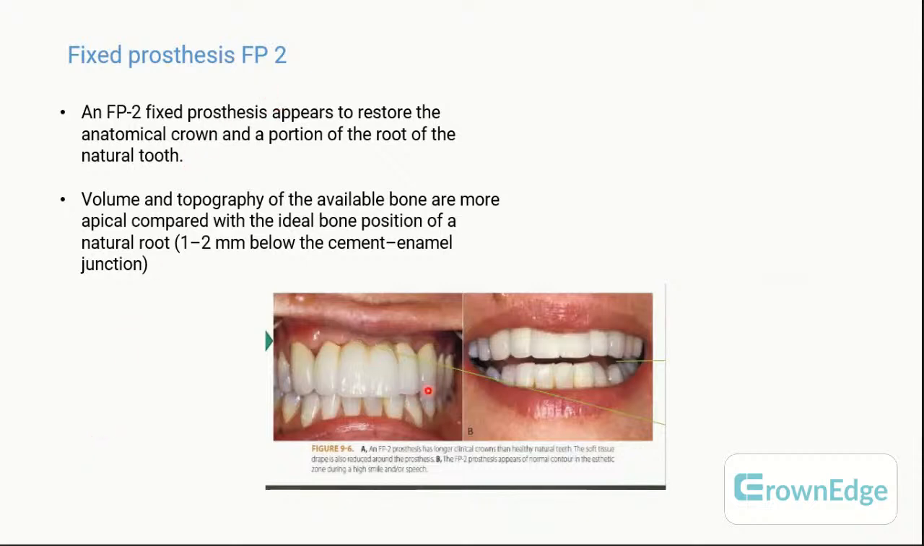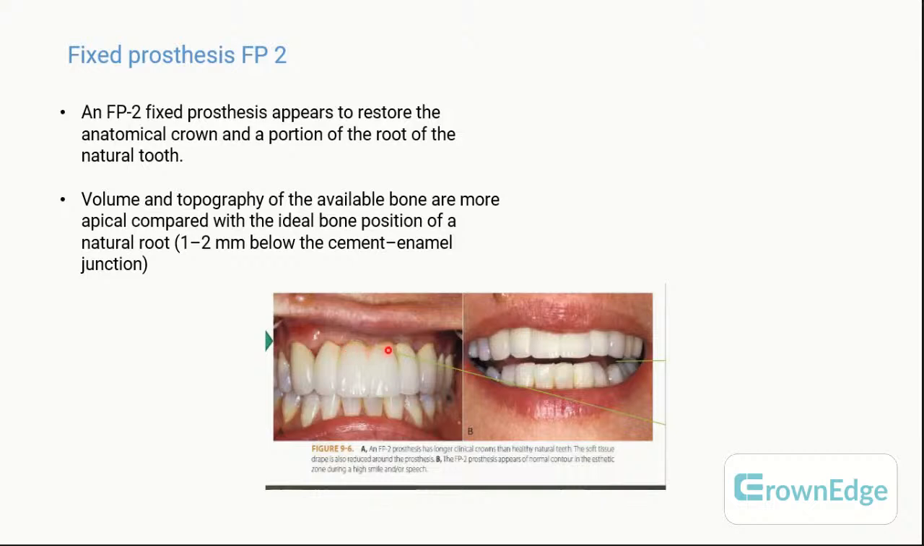Similarly, we discussed FP1, in which you replace only the crown structure. In FP2, you replace the anatomical crown structure and a portion of the root as well. As you can see, you can't keep a gap between the gums and the tooth structure, so you have to cover that surface as well. There might be questions showing you this figure and asking you to recognize what kind of implant prosthesis classification this is. Do not think that this is just FP1. You're replacing the crown and a surface of the root as well.